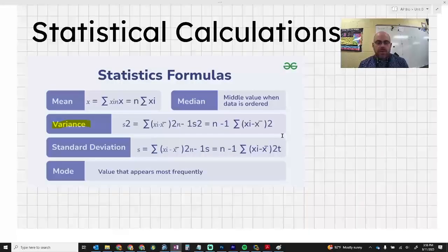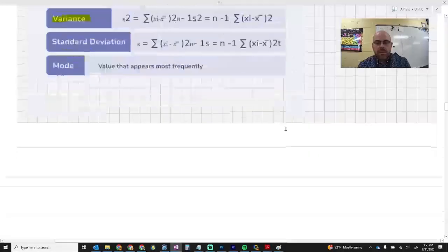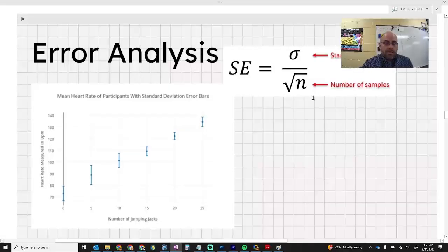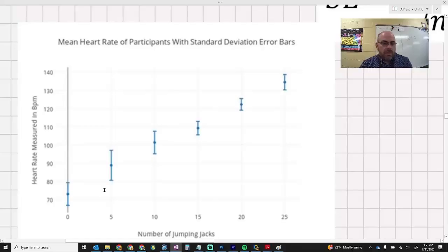Now, where you're going to see standard deviation more likely in AP Bio is this idea of error, standard error. Here's the equation. You're going to be given that equation. At the same time, you'd never have to solve for it. I don't know why we're provided with the equation, frankly. Whatever. There it is. You're never going to have to use it. But what you will have to use are these standard error bars.